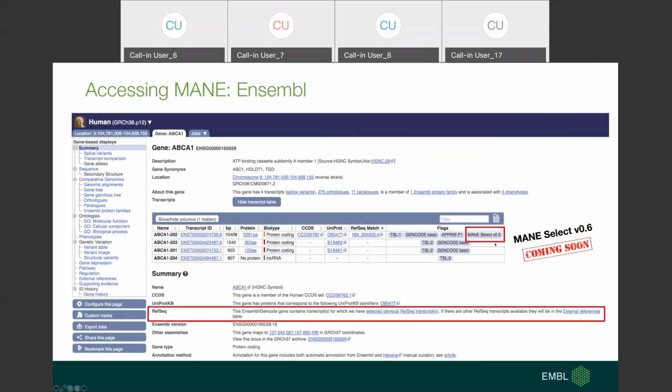Eventually, we envision a flag for MANE Plus once we start working on phase 2. You can also see in this summary the RefSeq name here, and what this is basically flagging is that this gene contains a transcript for which there's an identical RefSeq match. So that's a way of quickly seeing in Ensembl if your gene is in MANE.